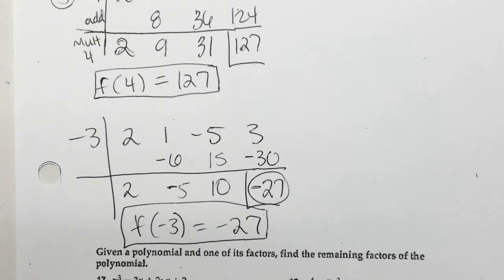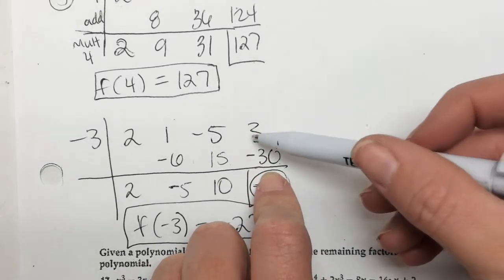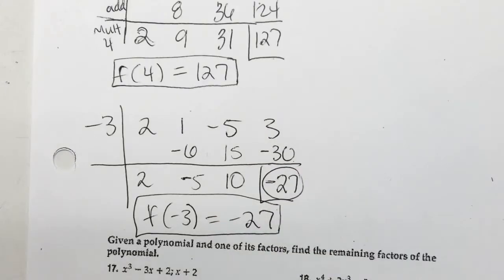Any questions about synthetic substitution? Wouldn't it be negative 30? Where? That would be like if it was negative 3 plus a negative 30. Gotcha. Or you might have subtracted.